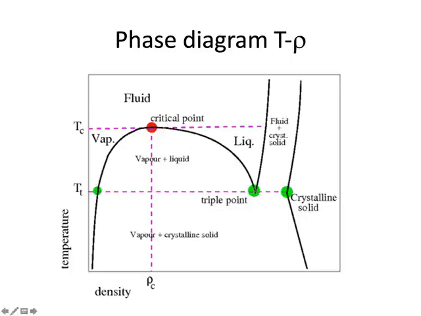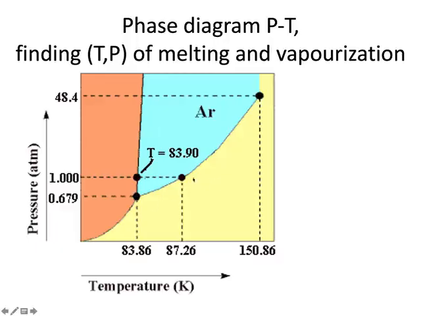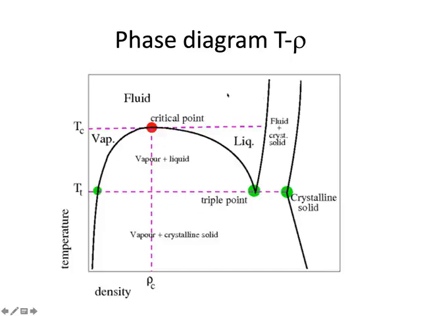Now, the line of coexistence between vapor and liquid that ended in the critical point is not a single line anymore, because in between there is a region of densities where you have coexistence of vapor and liquid. But going up in temperature, you end up at the critical point at the top there. So this is the critical point, the critical density and the critical temperature.